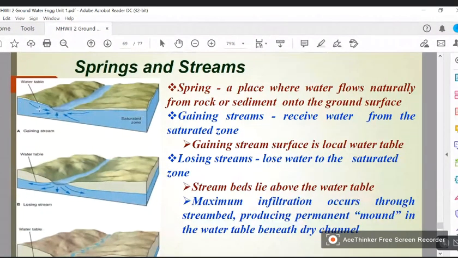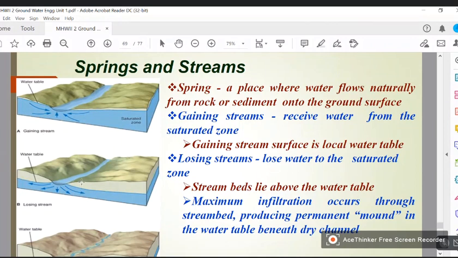Water flows from here to this. So this is called a stream. Now this stream is a gaining stream. Gaining stream means that there will be flow from the groundwater into the stream. Now if you recall your hydrograph and unit hydrograph, there will be base flow. That base flow is due to the contribution of groundwater flow. So that is called a gaining stream.